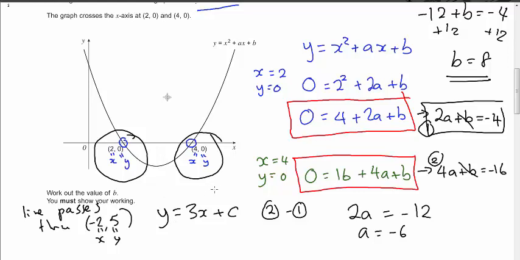Okay, so hopefully that makes sense. And not only are you focusing on answering this question, but every single time you see a coordinate, you know what to do.